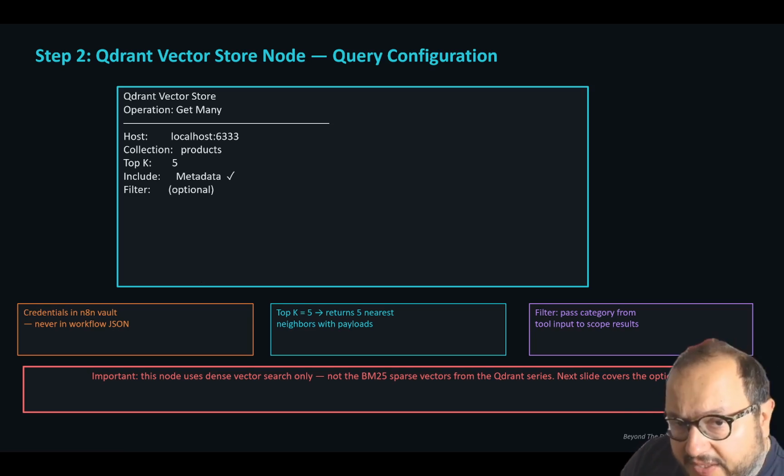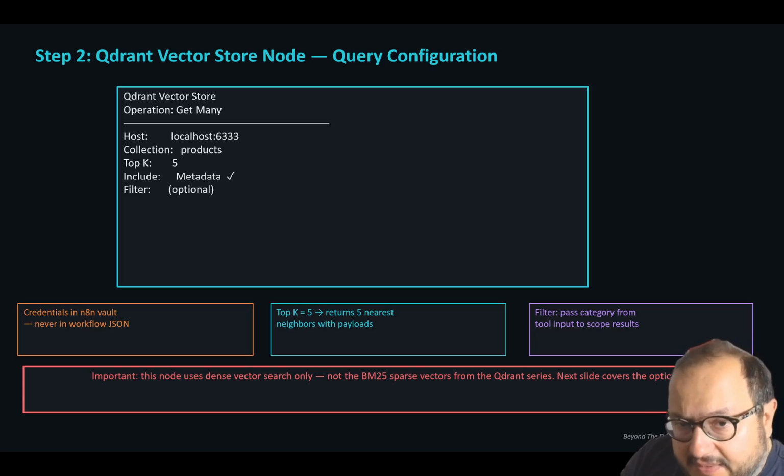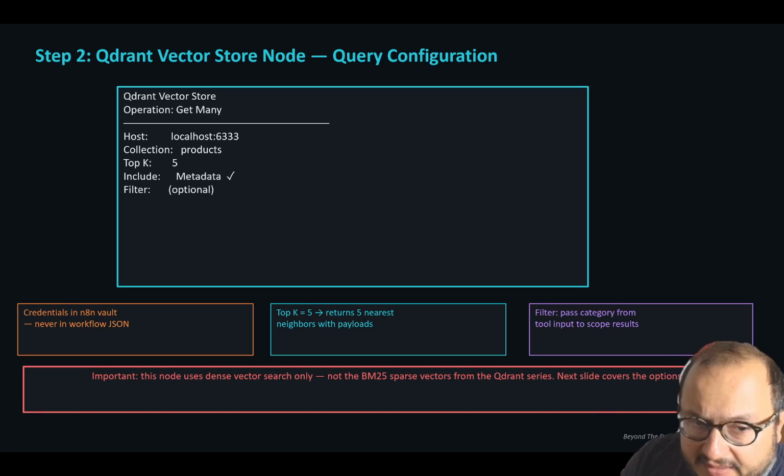Add a Qdrant Vector Store node in get many mode. Point it to your Qdrant instance, like collection products, top K 5. Enable include metadata, and the credentials go in the n8n vault, the hostname and the API key. If you are using Qdrant Cloud, you should use that.